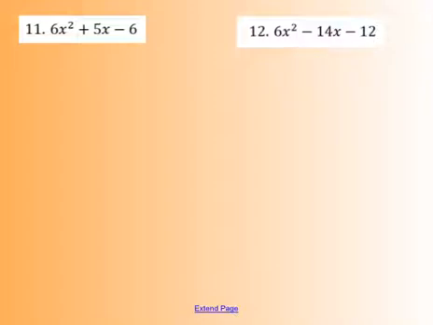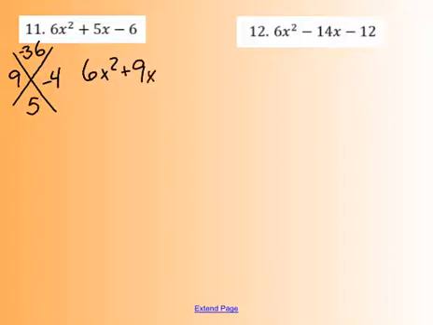11 I don't like because 6, 5, and 6. 5's prime. That's not going to work. 12 we're going to be able to take out a 2, but that's not much fun either. So I would do 6 and 6, negative 36. Actually, 9 and 4 popped into my head right away. So 9 and 4. So this is a positive 5. So I need to know negative 4. So then I'm going to write 6x squared plus 9x plus 4x minus 6.